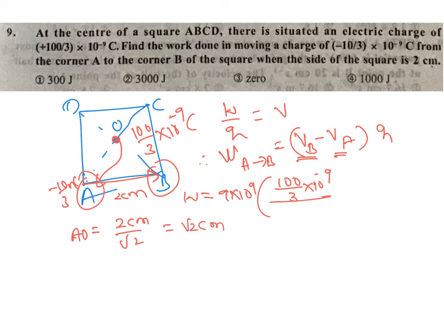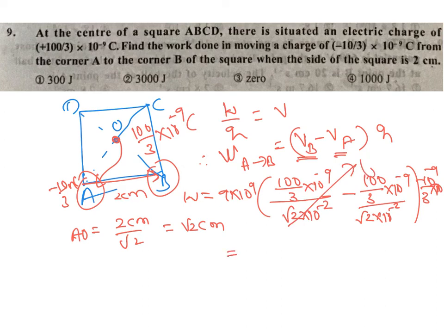Root 2 centimeter. That's the reason why it is root 2 into 10 to the power of minus 2, minus the potential at A, which is 100 by 3 into 10 to the power of minus 9 divided by root 2 into 10 to the power of minus 2, into the charge moved, minus 10 divided by 3 into 10 to the power of minus 9. So for that what we'll get here? This is going to be 0.